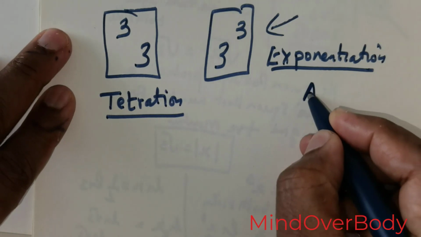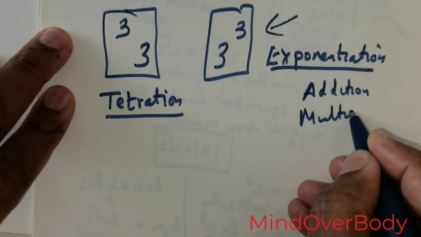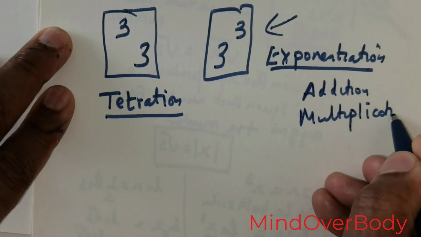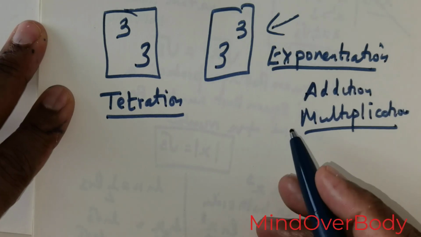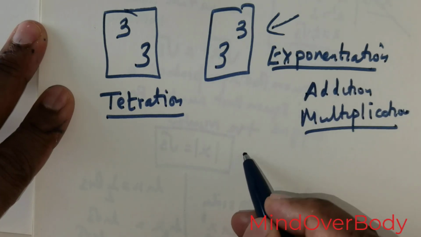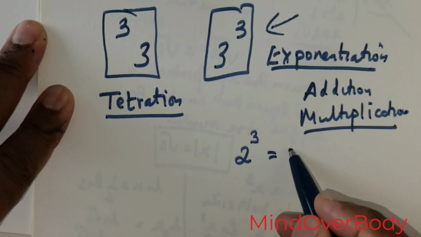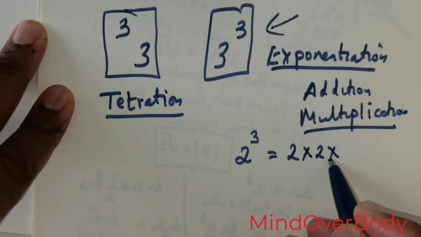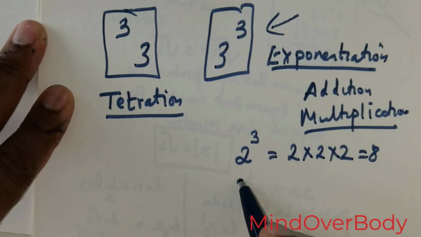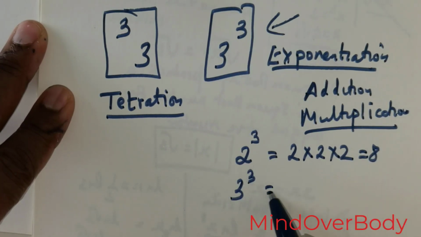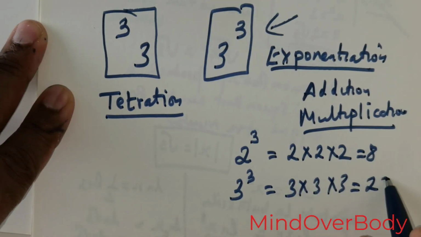Now we all know how addition operates. We all know how multiplication operates. So we don't have to focus on those two concepts. Now exponentiation. For example, if I were to be given 2 raised to the power 3, this means 2 is multiplied 3 times. 2 2s are 4, 4 times 2 is 8. That's fine. Now if I were to be given 3 raised to the power 3, this means 3 is multiplied 3 times. 3 3s are 9, 9 3s are 27.